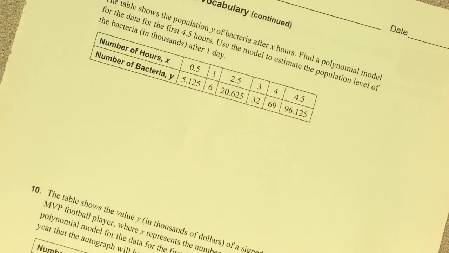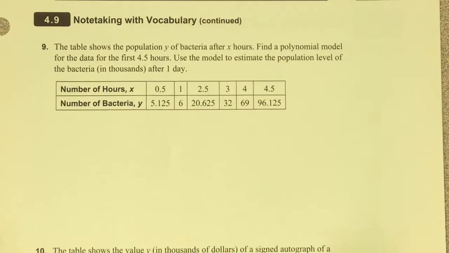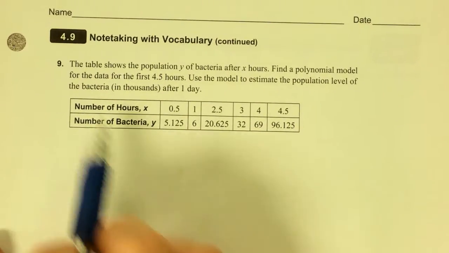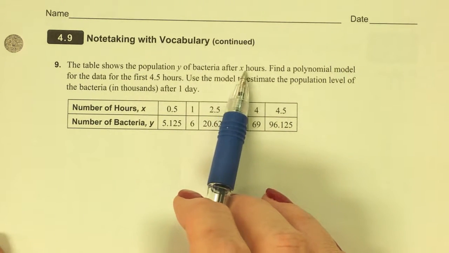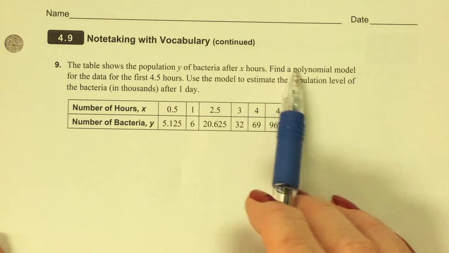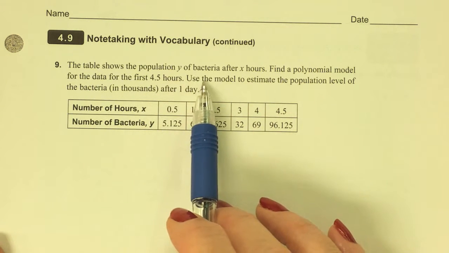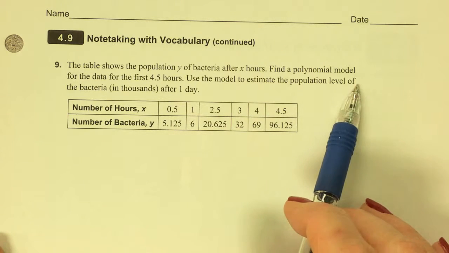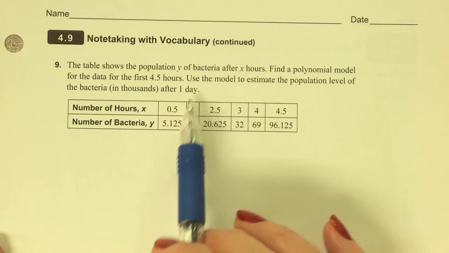One more. Let's come over to this side right here. So this one says the table shows the population Y of bacteria after X hours. Find a polynomial model for the data for the first 4.5 hours. Use the model to estimate the population level of the bacteria in thousands after 1 day.